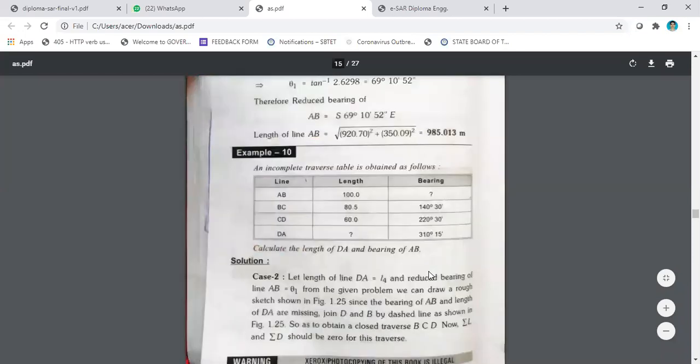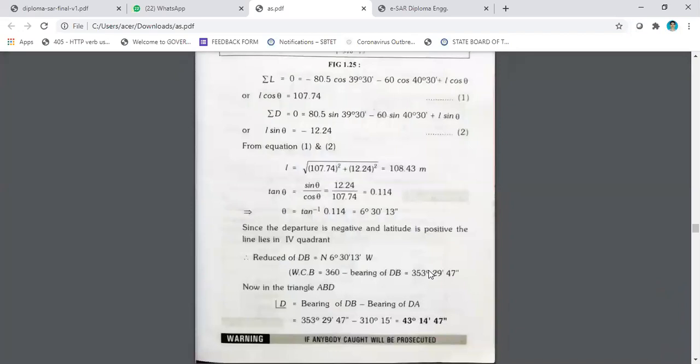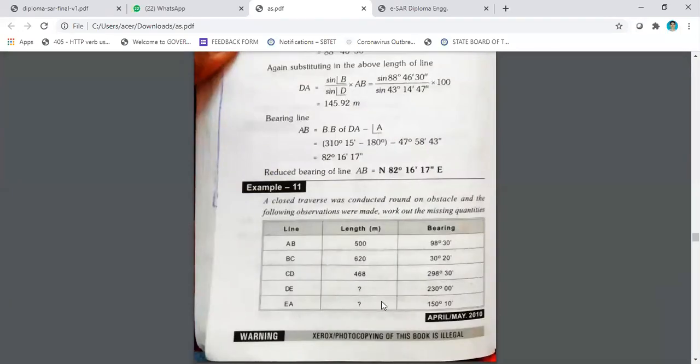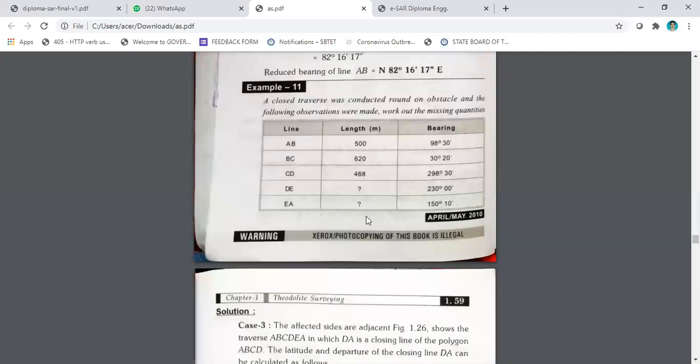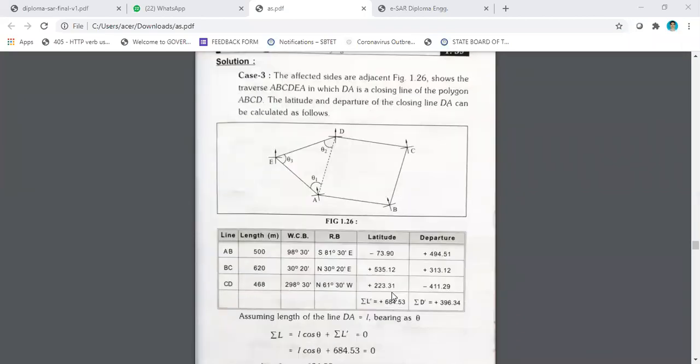When 2 adjacent lengths are omitted, I'll search for that. Yeah, this one. Example 11 is just like case 3. A closed traverse was conducted around an obstacle and the following observations were made. Work out the missing quantities, that is the lengths of DE and EA. We need to consider the traverse as AB, BC, CD, and DA, where DA is the closing line. So only 3 need to be considered, the fourth line must be DA, and you can calculate sigma latitude and sigma departure.